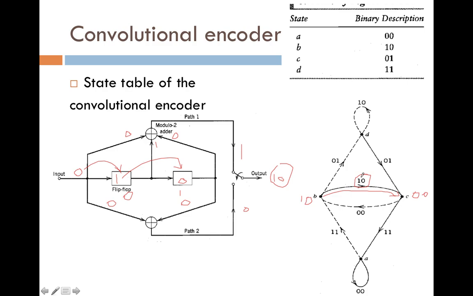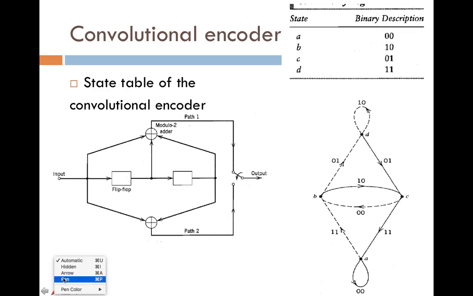Okay, this is the way we can draw the state diagram. We have not completed it here. The 0 case I have already given. If 1 comes, the state of the encoder is 1 0. If 1 comes here, the input is 1 and the state is 1 0, so the output of the first path is 1 plus 1 plus 0, which is 0, and here it's 1. So the output is 0 1, and the encoder will move from state 1 0 to 1 1. This 1 will be stored here and this 1 will come here, so the state is 1 1.